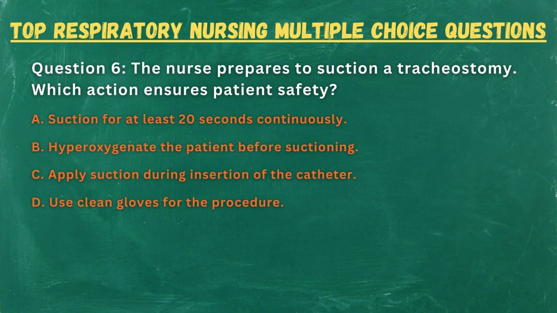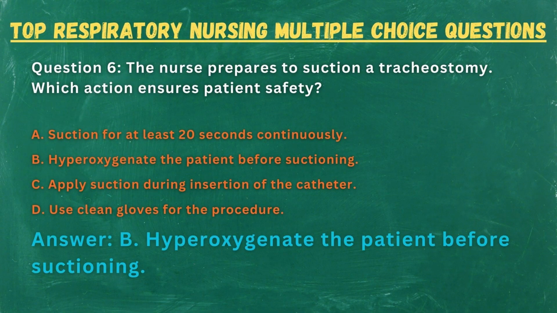Question 6. The nurse prepares to suction a tracheostomy. Which action ensures patient safety? A. Suction for at least 20 seconds continuously. B. Hyperoxygenate the patient before suctioning. C. Apply suction during insertion of the catheter. D. Use clean gloves for the procedure. Answer. B. Hyperoxygenate the patient before suctioning.